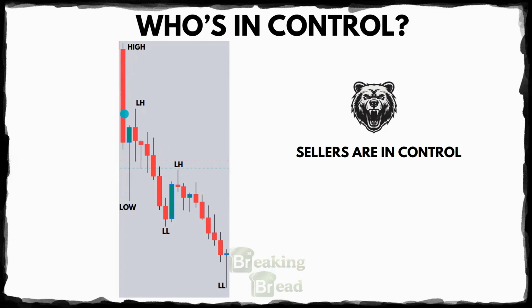I know it's kind of obvious. Well, it's all these red candles. Yeah, I know. But we've got to look at market structure, right? Market structure is what's telling us what we're in: a downtrend, an uptrend, or are we consolidating? So good job if you said sellers there.